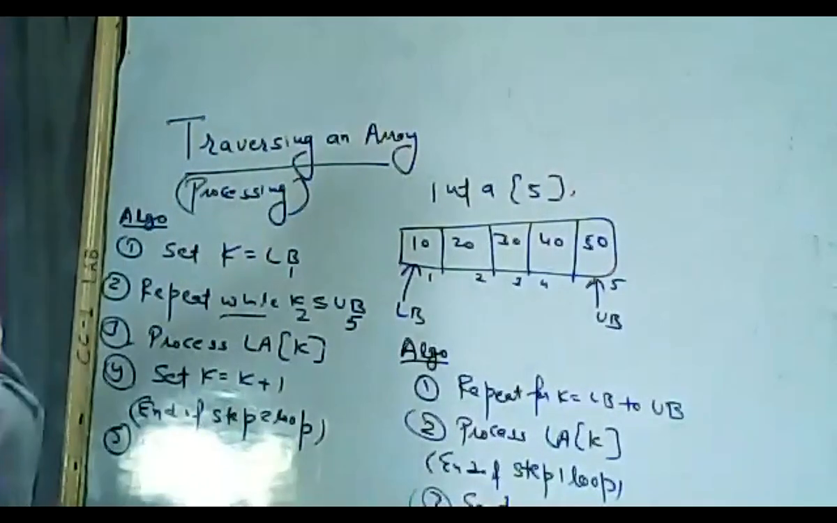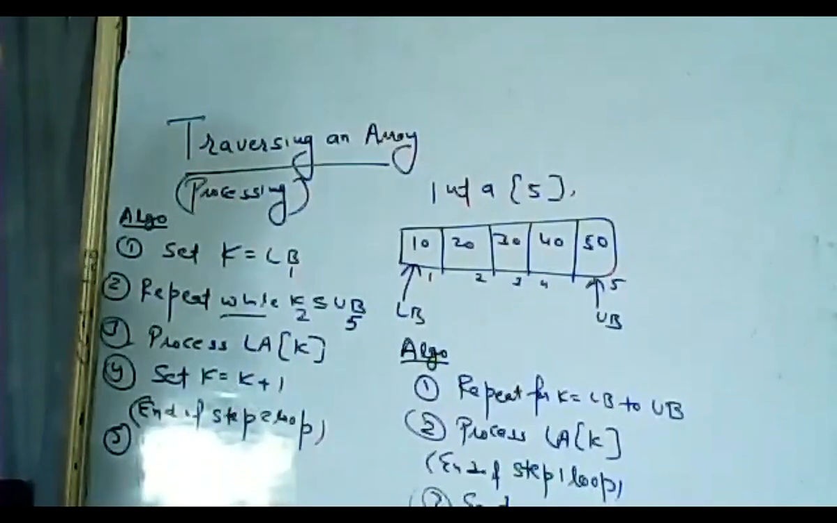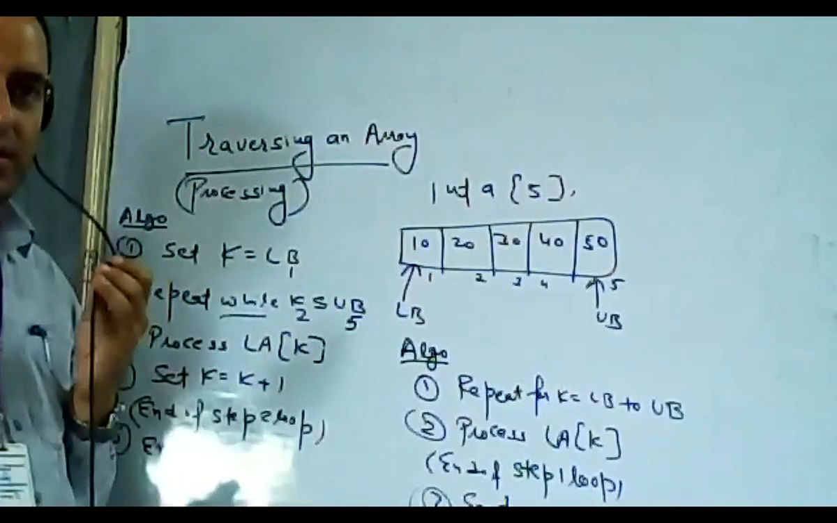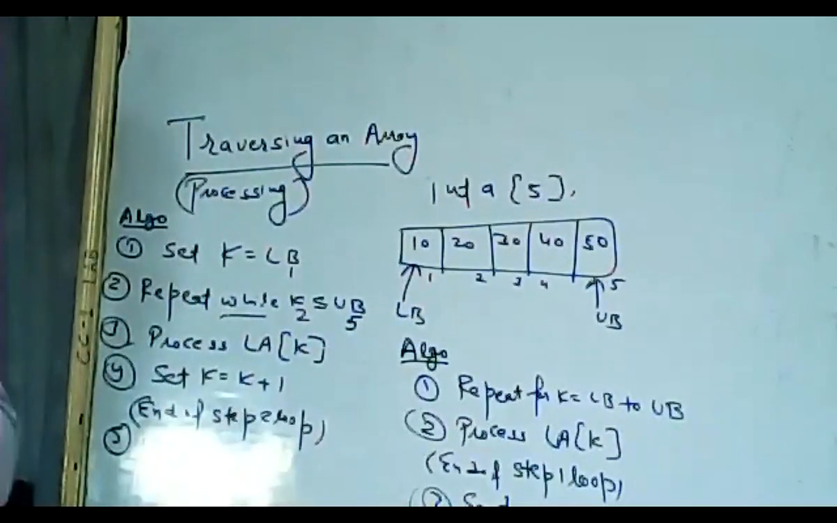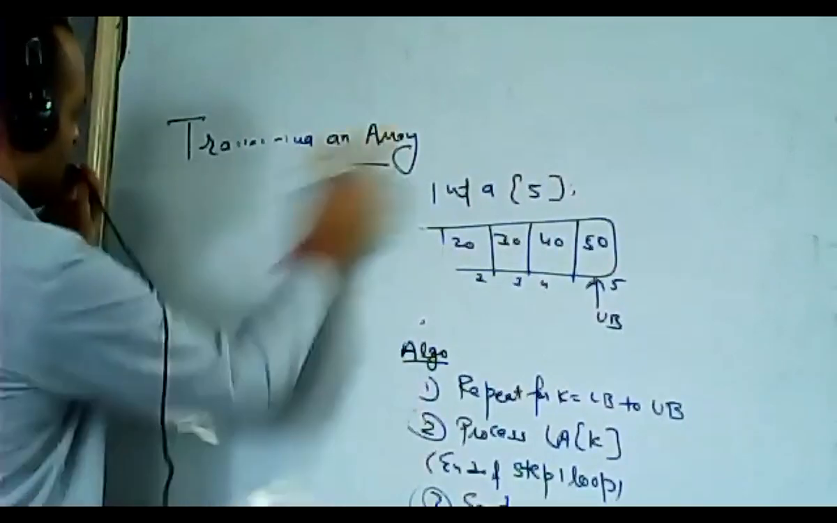Should I erase this? Is this algo clear to you? Traversing of array. From lower bound to upper bound, I need to process all elements. So you can do it using a while loop, and you can also do it using a for loop. Okay. Now let us do the next topic.